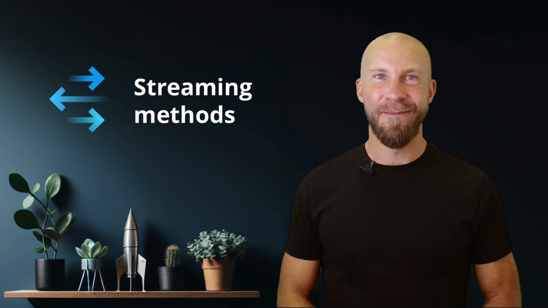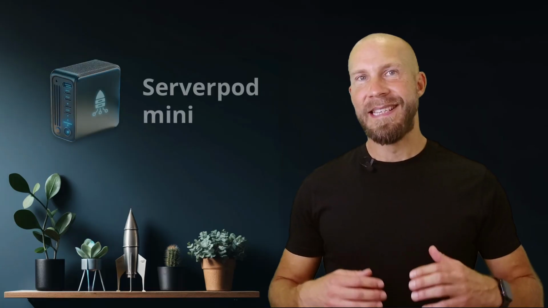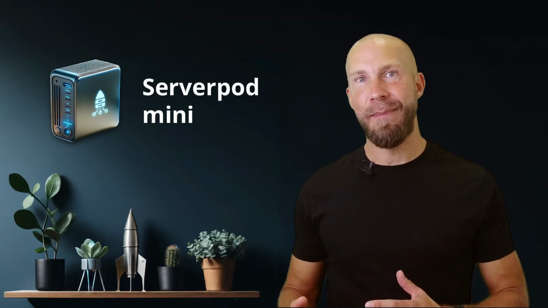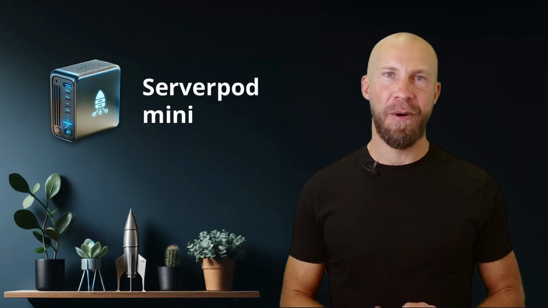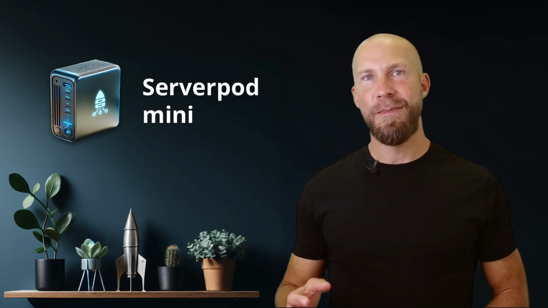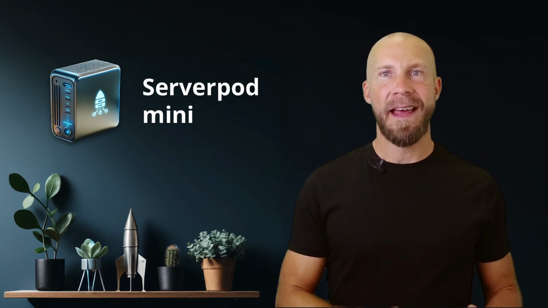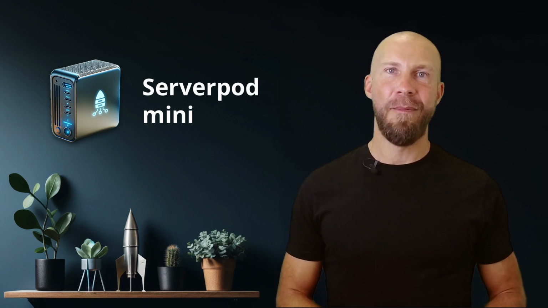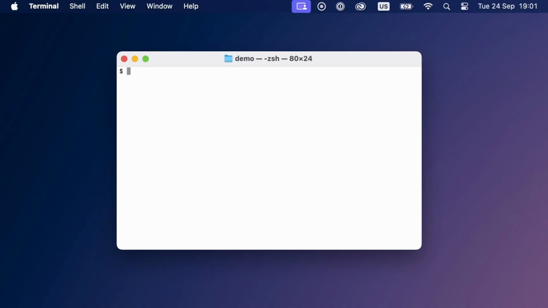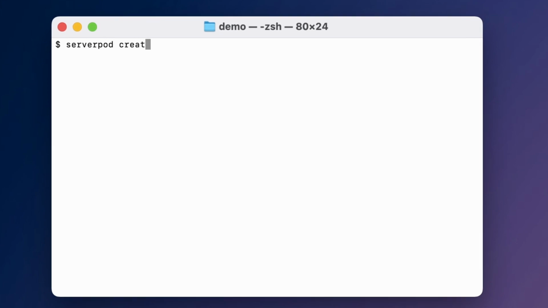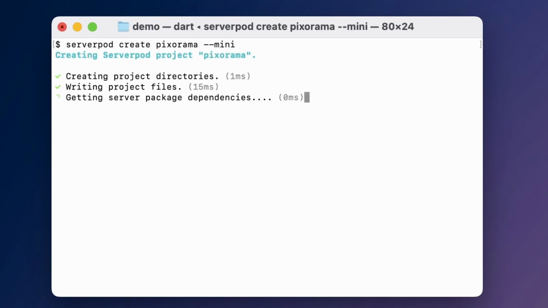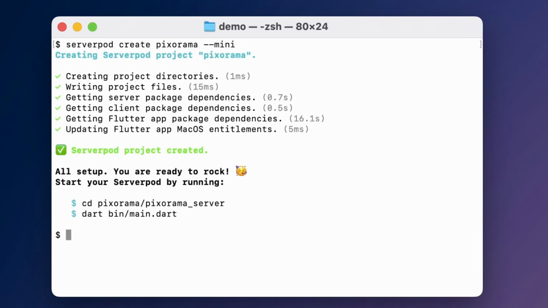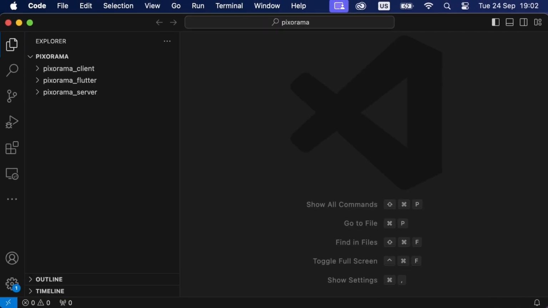Let's start building. First, we need to create a new project. We do this by running the Serverpod create command. Since we're not planning to store any data in the database, we can use the mini version of Serverpod. Serverpod Mini is a simpler version of Serverpod without a database, advanced logging, and some other features. It still has everything we need to build our API and to stream data. We create the project by running serverpod create pixorama --mini. Let's open it in VS Code and see what we have.